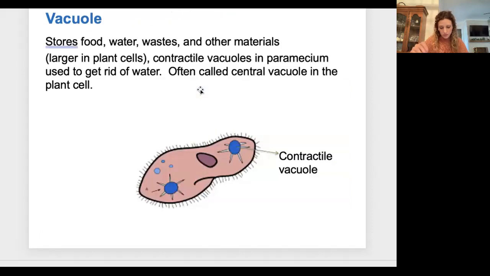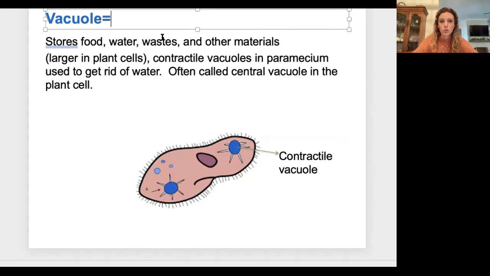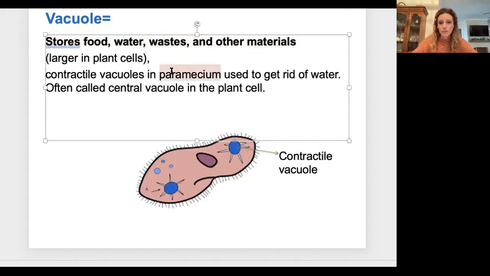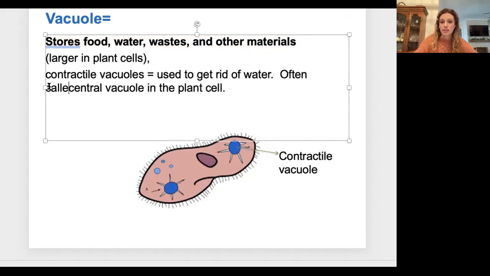Okay, so almost done. Okay, so vacuoles store food, water, waste, and other materials. So it's larger in plant cells because it has this central vacuole. So I want you to write vacuole equals stores water, waste, and other materials. Okay, so the contractile vacuole, I don't need you to know that it's in paramecium, but that's used to get rid of water. Okay, and then the central vacuole is in plant cells.